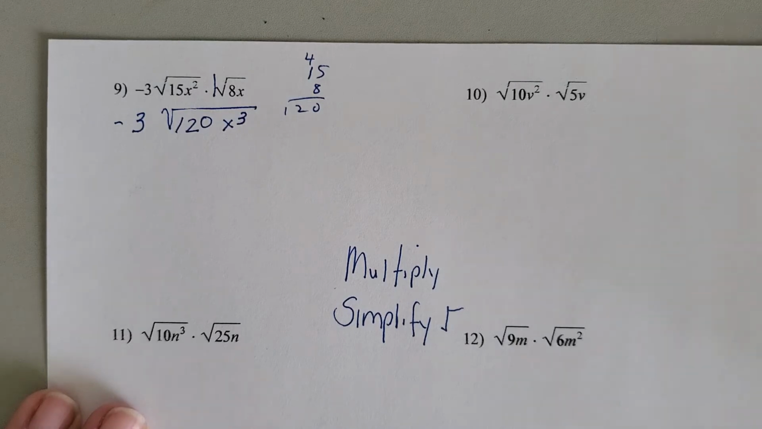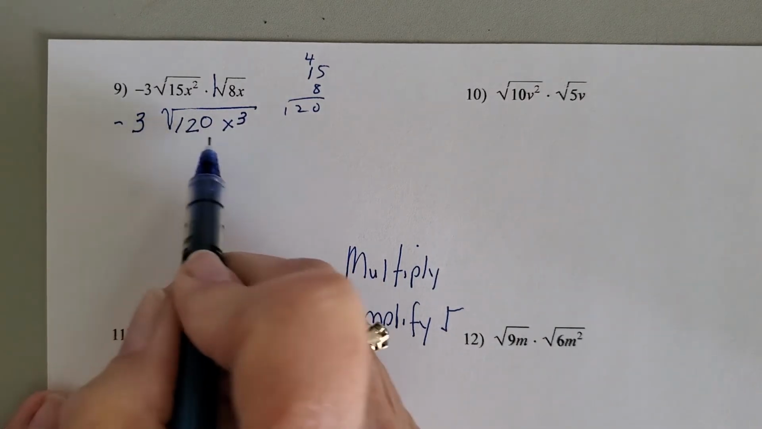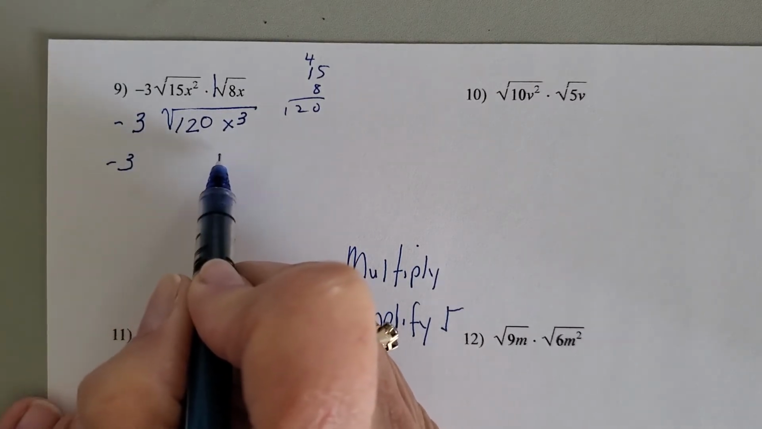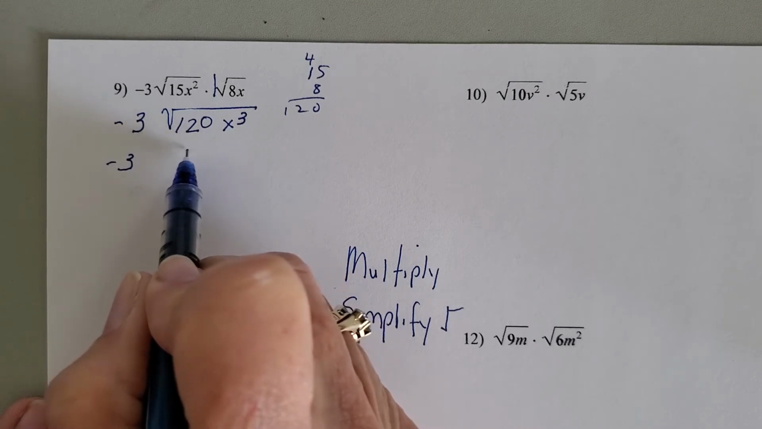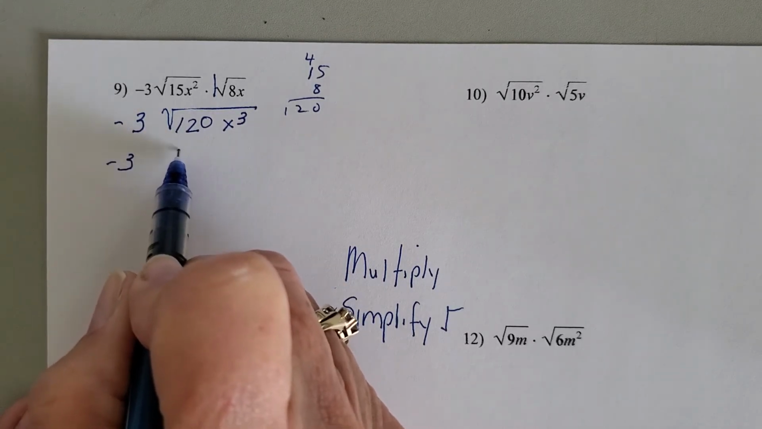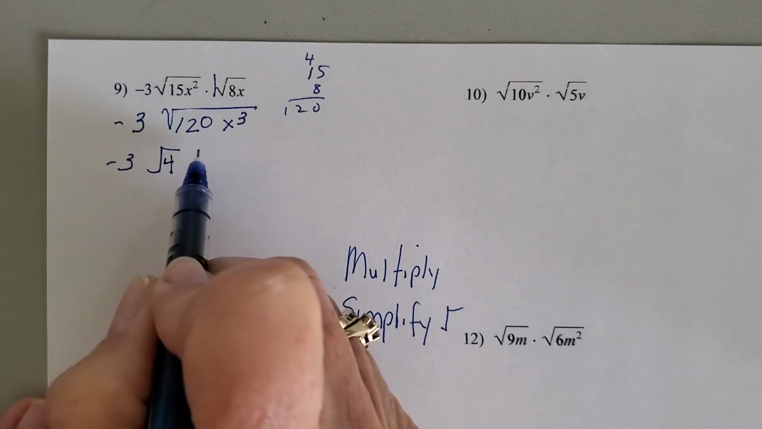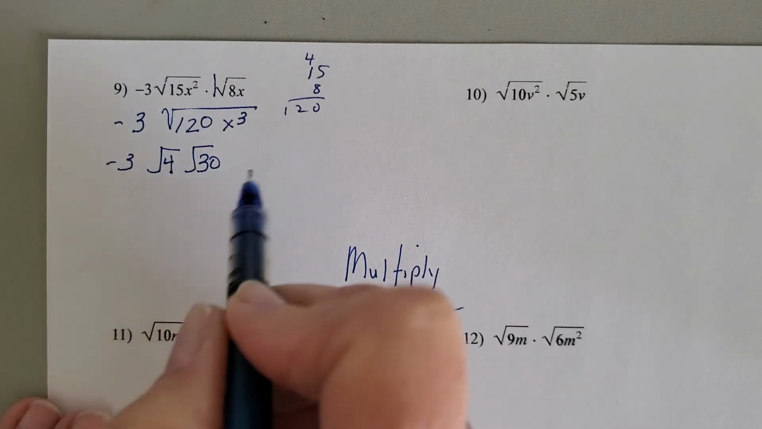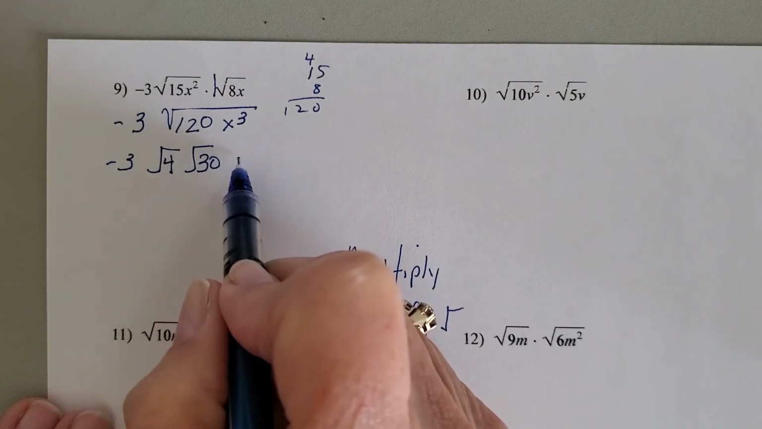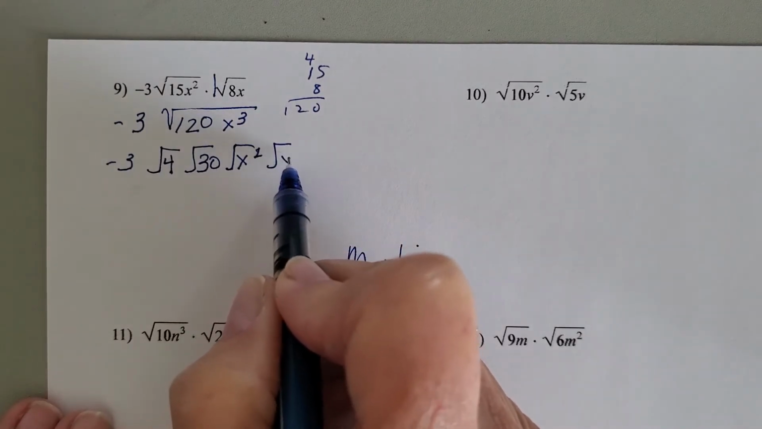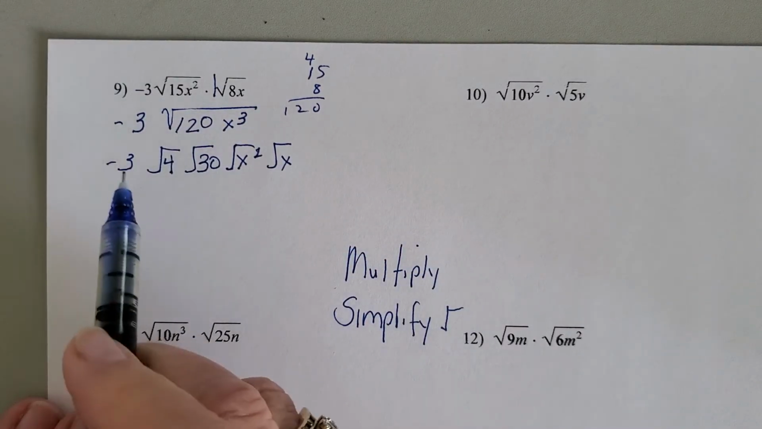So now this looks like some problems you did a couple days ago, the end of last week. We need to simplify what's in this radical. So can we factor square root of 120? Well, we know 4 goes into that, so 4 is a factor. That would be 4 times 30. Use a calculator if you need help with that. And then the x to the third is x squared, and x to the first. And now let's simplify whatever we can.